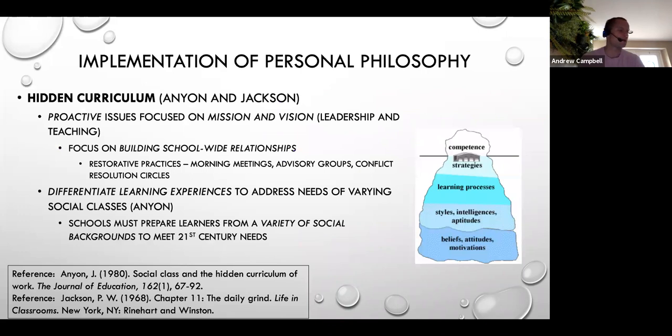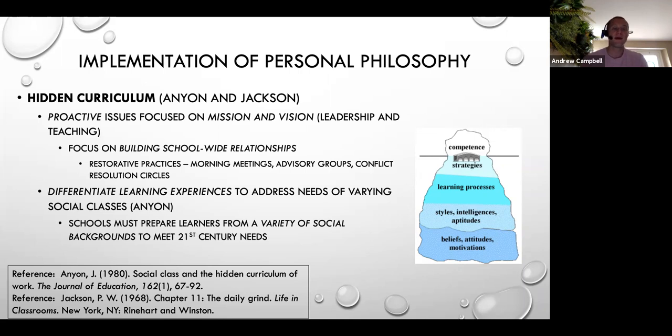Another key takeaway that I'm looking at for the personal philosophy was the ideas of Onion and Jackson within the hidden curriculum. We learned, of course, that the hidden curriculum is similar to the idea of an iceberg. About 10% of the iceberg is above the water. That's the formal curriculum and what we are expected to teach the students. The 90% below the water, what we can't see, that's the idea of the hidden curriculum.